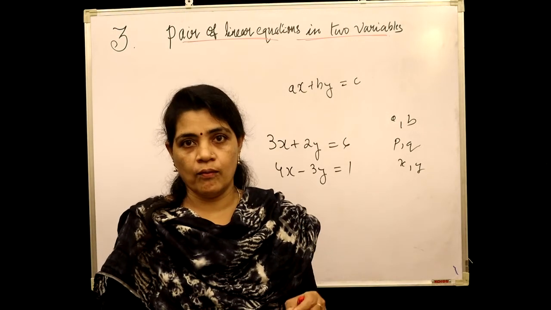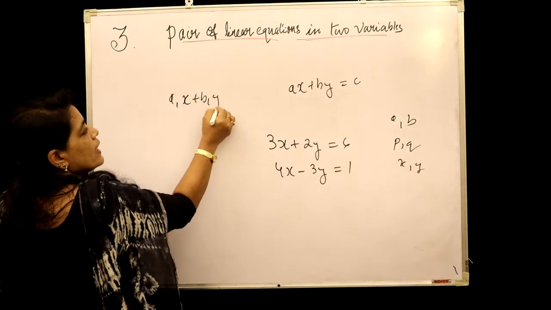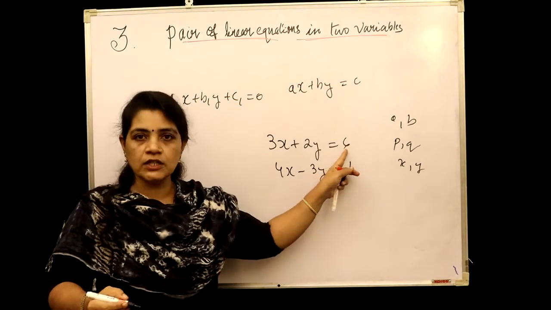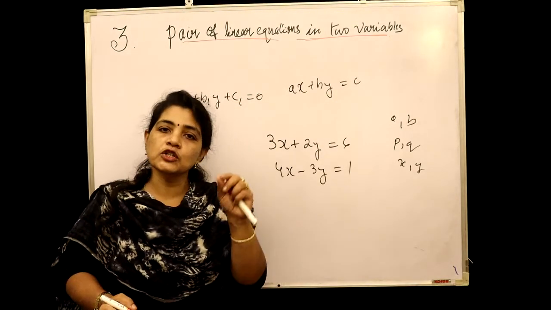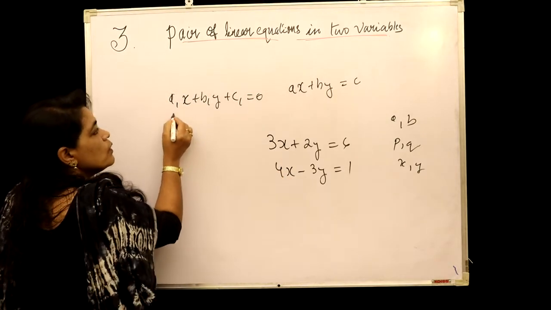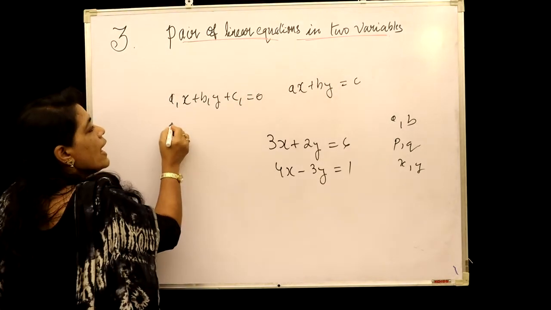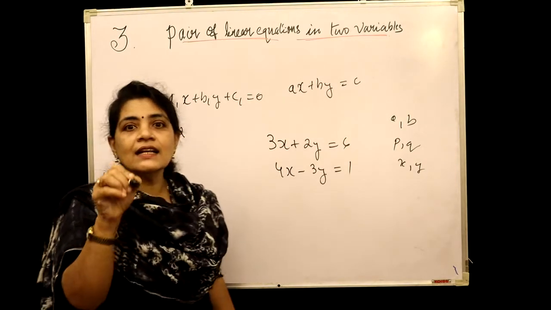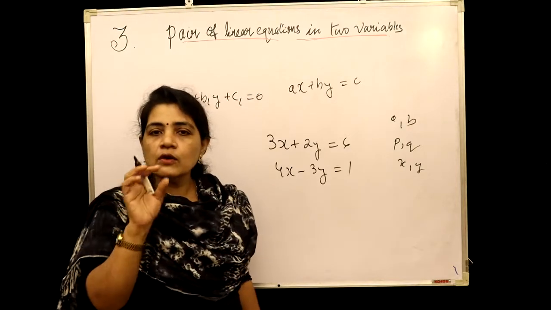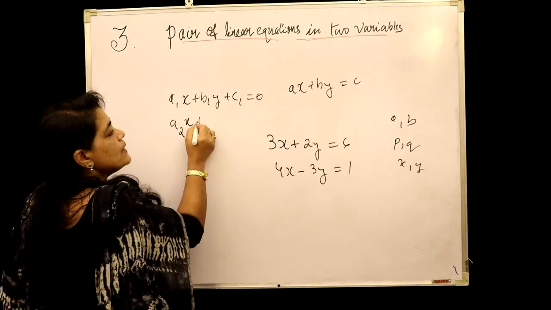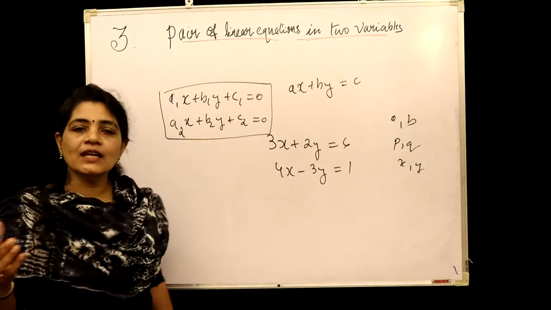Okay, and the general form of pair of linear equations in two variables is a1x plus b1y plus c1 equal to 0. We take the constant to the LHS and make the RHS part 0. That is the general form of a pair of linear equations. So I am writing the second one. We have to represent the second linear equation with the same variables but different coefficients. Usually a2 denotes the coefficient of x in the second equation. So a2x, but don't write x1, because x and x1 are different. So x and x, the same variables. So a2x plus b2y plus c2 is equal to 0. This is the general form of linear equations in two variables.